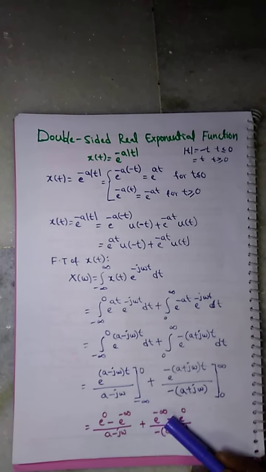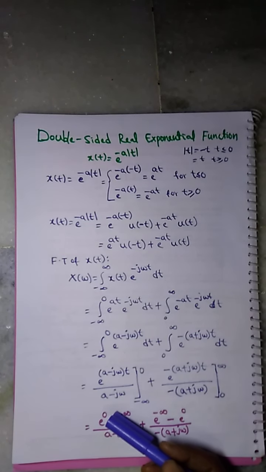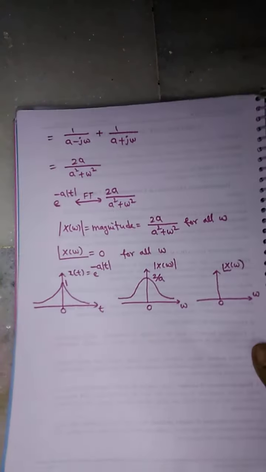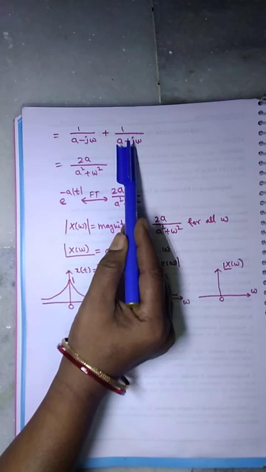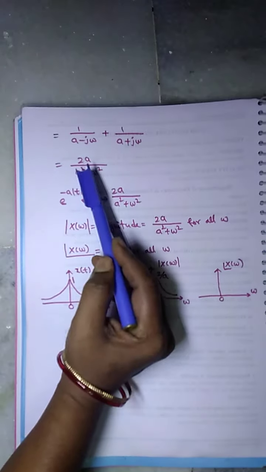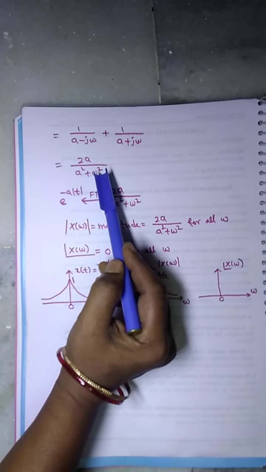So minus minus, you have, no, here this becomes plus. So the term we get here is 1 by (a minus jω) plus here 1 by (a plus jω). So the resultant term will be like this: 1 by (a minus jω) plus 1 by (a plus jω). Now you take LCM, and if we simplify, we get 2a by (a plus jω)(a minus jω).